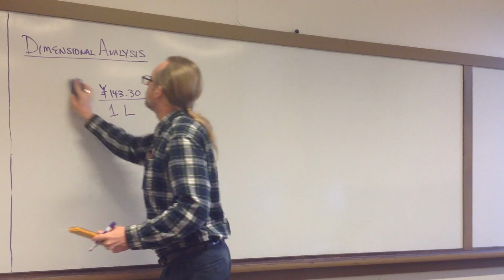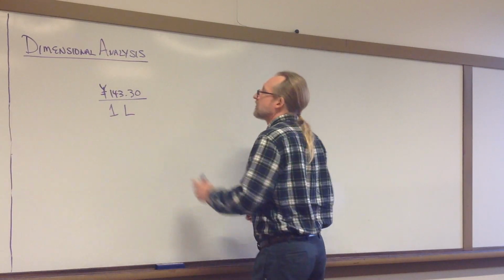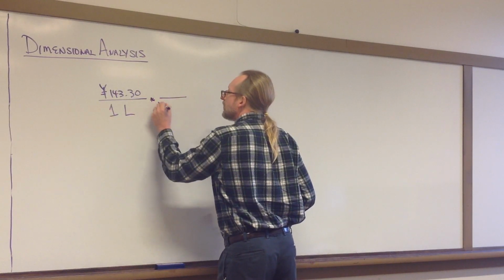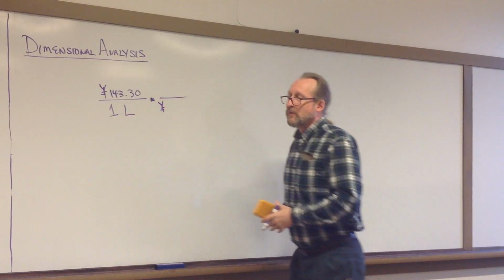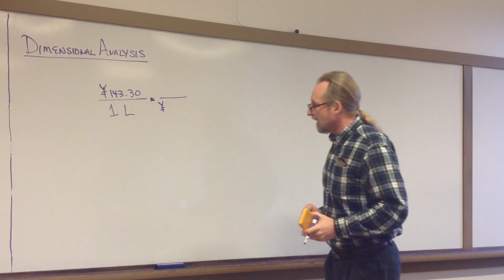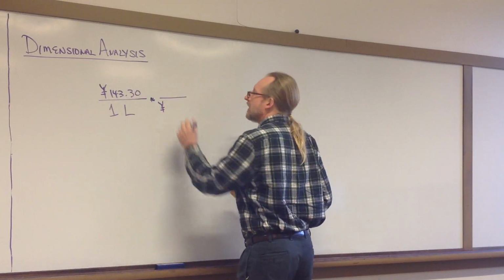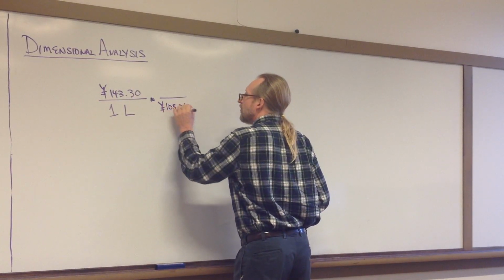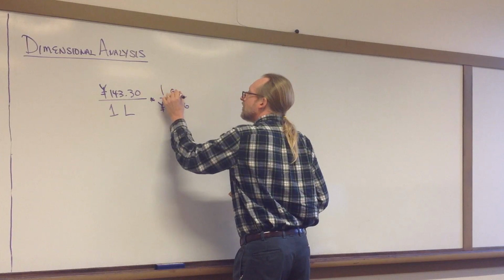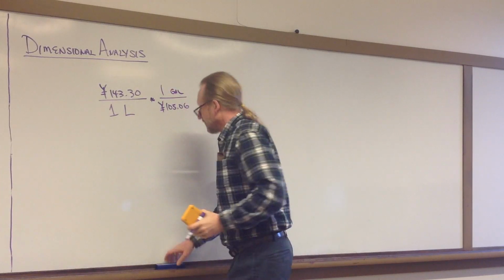Now we can do it using dimensional analysis. So first off, we'll convert our yen. Notice when I'm on the same side of the equal sign, these go in opposite places. All right, and this is the 105.06 yen for $1.